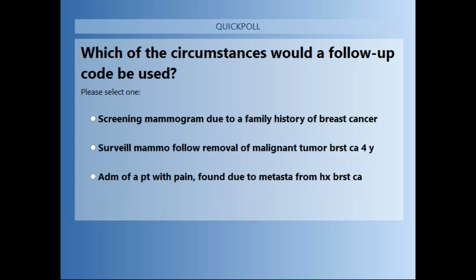Okay, in which of the circumstances would a follow-up code be used? A, screening mammogram due to a family history of breast cancer. B, surveillance mammogram following removal of malignant tumor from breast 4 years ago. Or C, admission of a patient with pain found to be due to metastasis from a remote history of breast cancer. I'll give you a few moments to select your answer.